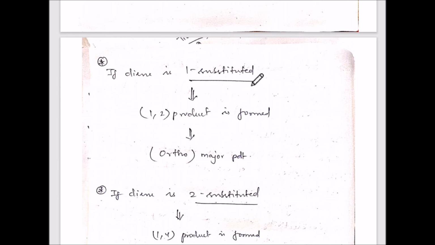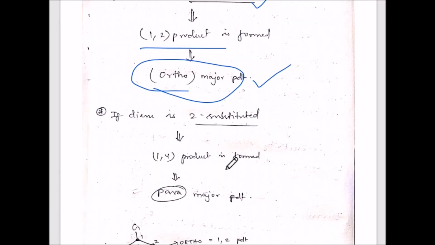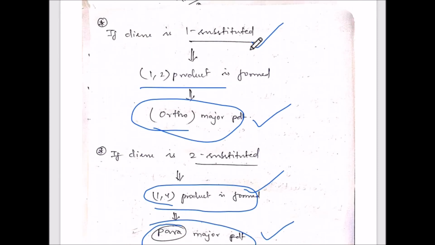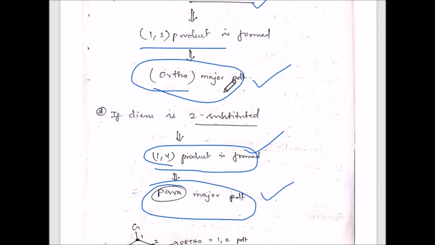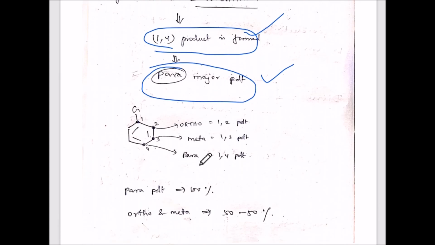So see here, if your diene is one substituted, you end up with a 1,2 product, and in that case ortho will be your major product. You remember this point. In the second case, if your diene is two substituted, if the substituent is in the second position of your diene, a 1,4 product will be formed, and you end up with para as the major product. Remember, one substituted diene forms a 1,2 product, in which ortho is the major product. Two substituted diene gives the 1,4 product, and para is your major product.